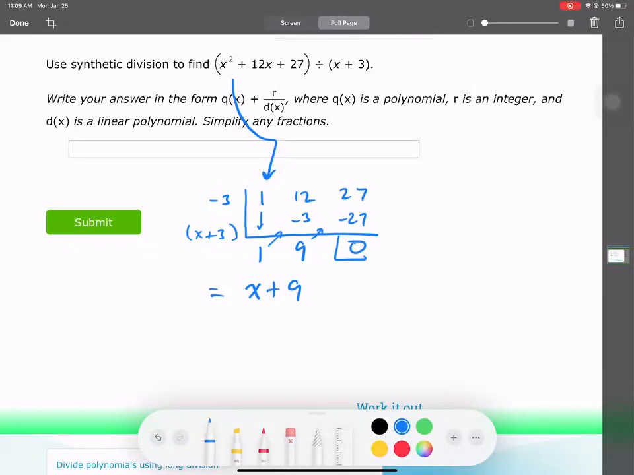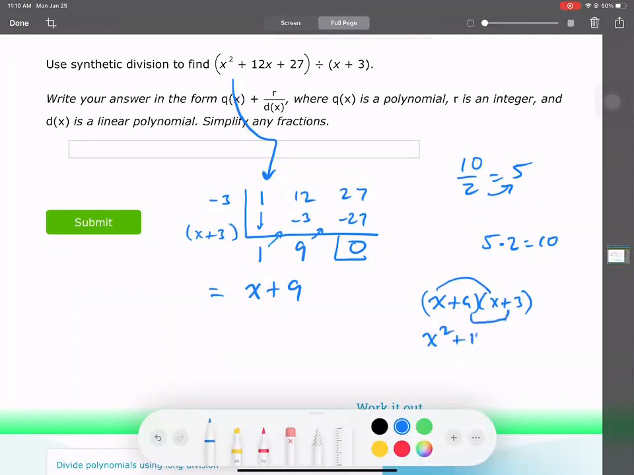Now, I want to make sure this is true. Whenever you divide something, let me show you the basic concept. If I say 10 divided by 2 is 5, to double check, if I multiply what we divided by over again, it's 5 times 2, 10. That's the double check. Here, x plus 9 times x plus 3, what we divided by, should give my original answer: x squared, 9 and 3 become 12x, and 9 times 3 is 27. Yes, this is it. That was correct.